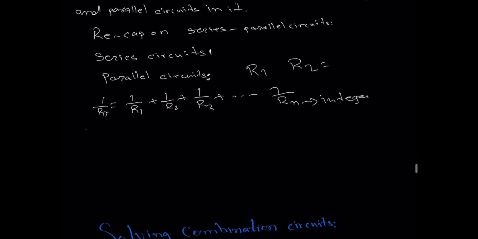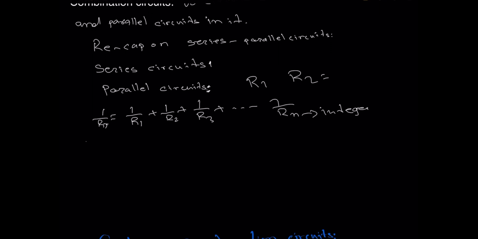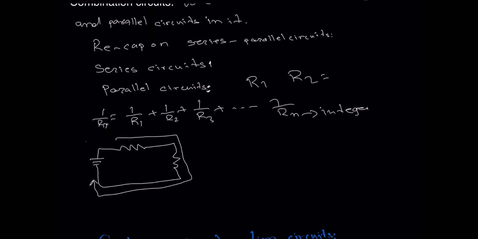Okay, so this is a recap, and I hope we know how to identify parallel and series circuits. So this will be a series circuit, and a series circuit is a circuit that has only one way for the current to flow, which is this way only. There is no other way to complete that circuit back.